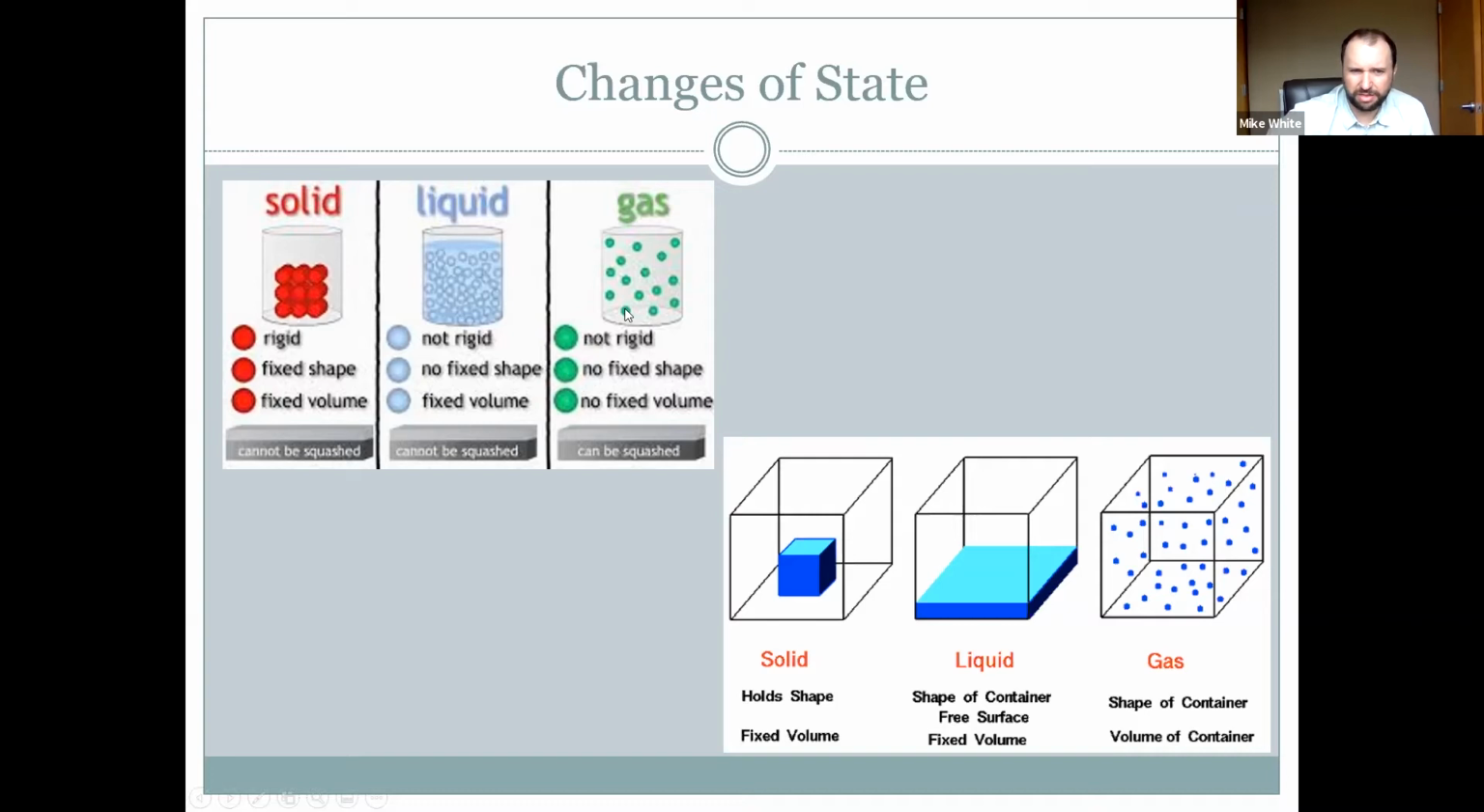So these two different pictures, you can see they're basically telling you the same thing. I went through and described the one in the upper left, but the bottom right is essentially saying the same thing. Solids hold their shape and have a fixed volume. Liquids fill the shape of the container, but have a fixed volume. And gas fills the shape of the container and fills the volume of the container. So that's just a different way of explaining the same thing. All right.